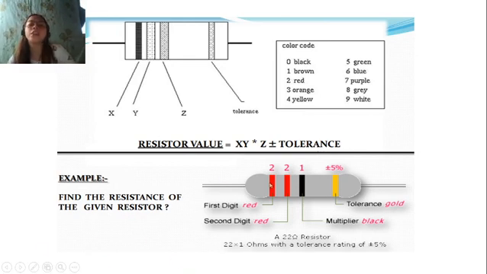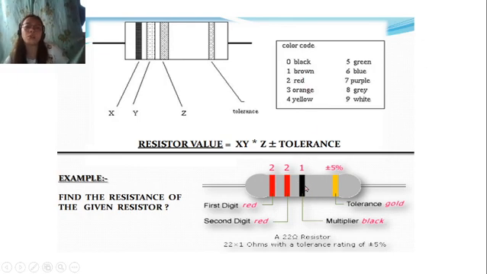So we have the example, find the resistance of the given resistor. You have the first digit, ang band niya is red. So ang value is 2. And then second digit is red also, 2. So we have 22. And then multiply sa Z. Ang Z naton, anong color niya is black. Black din, pero ang iyang value is 1. So multiply na siya naton by 1. So it should be brown. So 22. And then, ang iya tolerance is gold.